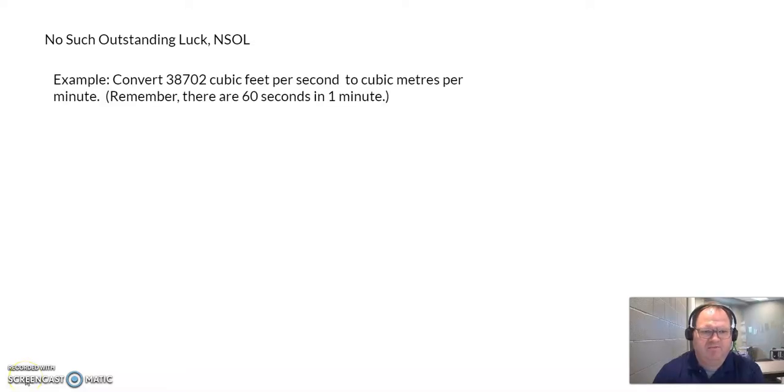For example, convert 38,702 cubic feet per second to cubic meters per minute. Remember, there are 60 seconds in 1 minute. This question looks more complicated, but really it's not. The setup is still exactly the same. 38,702 cubic feet per second times the conversion factors equals cubic meters per minute.